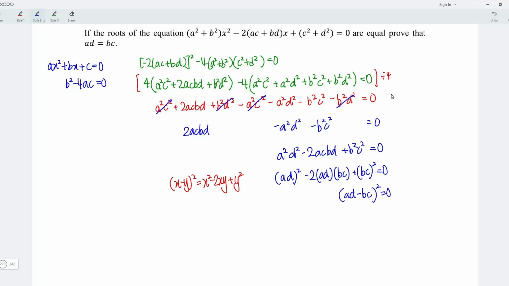If we take the square root of both sides, we should have ad minus bc is equal to 0, and hence we have ad is equal to bc, and hence we are done.